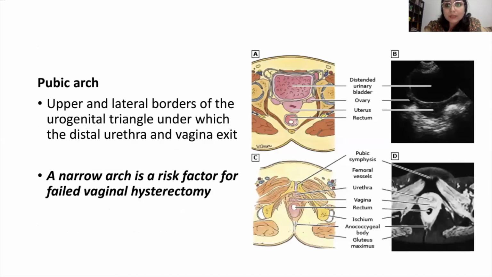The next important landmark is the pubic arch, the upper and lateral border of the urogenital triangle under which the distal urethra and vagina exit. So the pubic arch, again, we have learned its significance in obstetrics. But in gynecology also, the dimensions of the pubic arch play a very important role, especially if you're doing a non-descent vaginal hysterectomy and the uterus is big. So it is the dimension of the pubic arch which determines the success of this vaginal surgery. If the pubic arch is very narrow, you may have difficulty in delivering the fibroid or the uterus from the vaginal route. So this is again a very important landmark which should always be assessed in women in whom you are planning such a surgery.